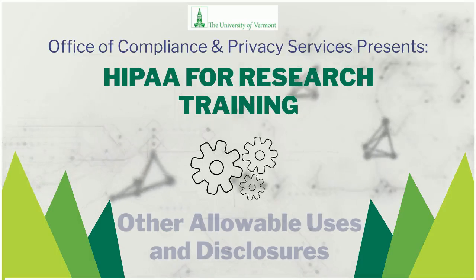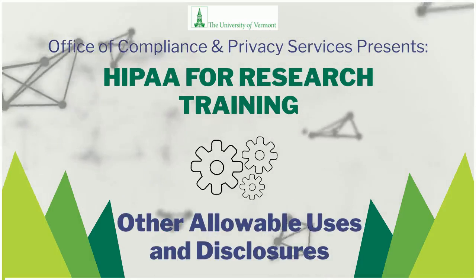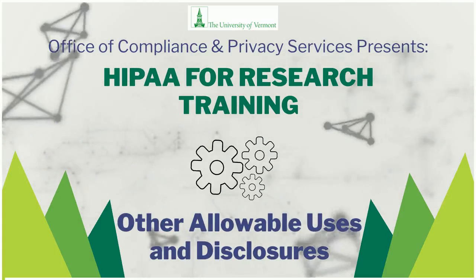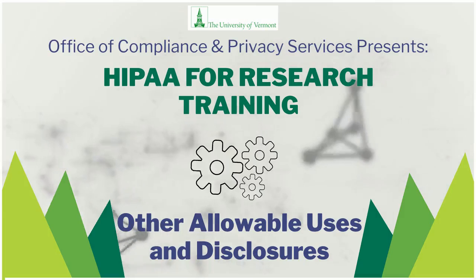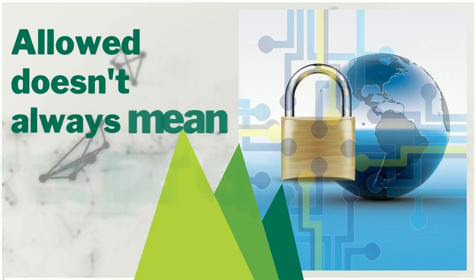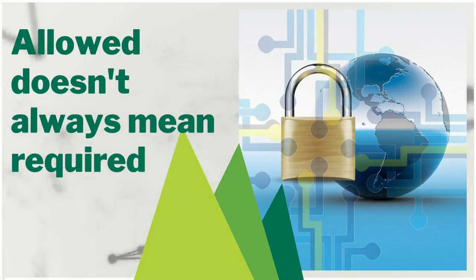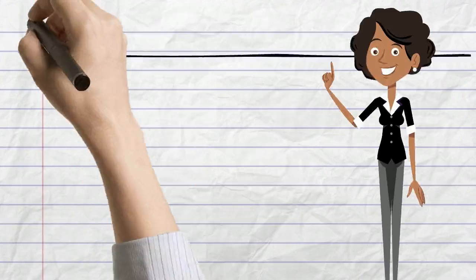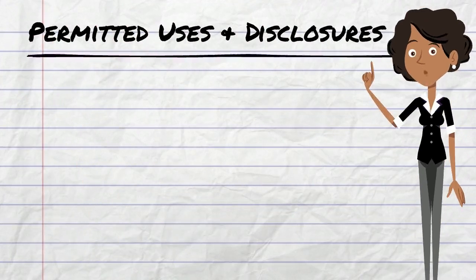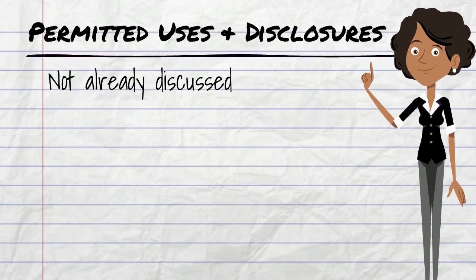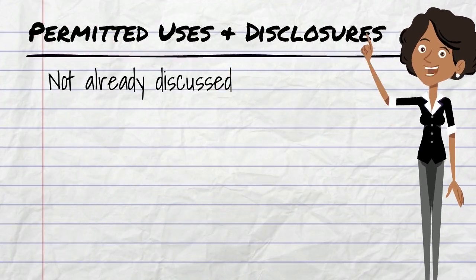Aside from the previously discussed disclosures based on de-identification, limited data sets, authorization, and disclosures preparatory to research, there are other allowed uses and disclosures. A key concept here is that allowed does not always mean required. Some of the other uses and disclosures of PHI that are permitted under the privacy rule that have not already been discussed include the following.